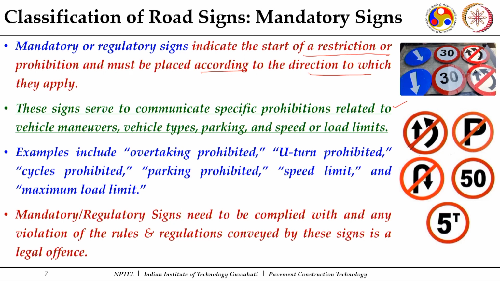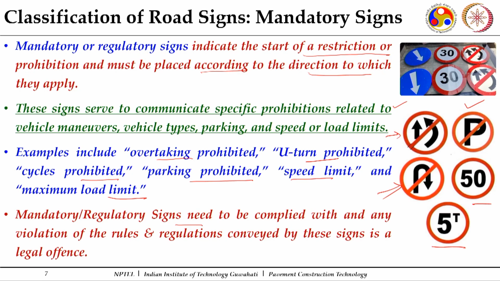So, vehicle maneuvers, so here you can see no U-turn is allowed, here you can see no parking, and here this gives you the information that the speed should be 50. So, examples include overtaking prohibited. The first one says overtaking is prohibited, U-turn is prohibited, cycles prohibited, parking prohibited, speed limit, and maximum load limit, it says 5 tons is the maximum load limit for vehicles to use that particular facility.